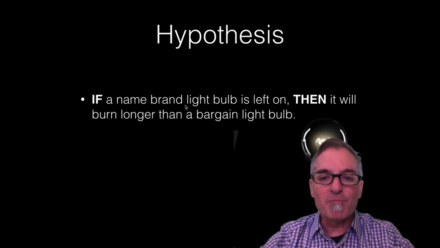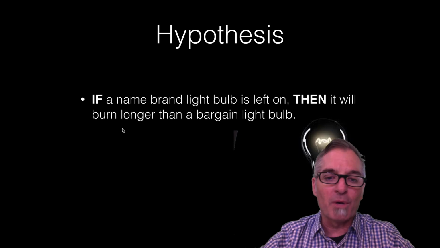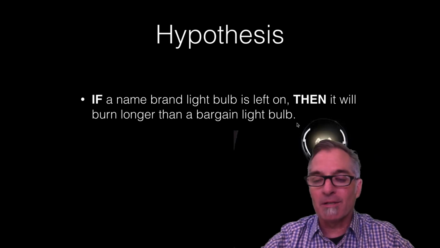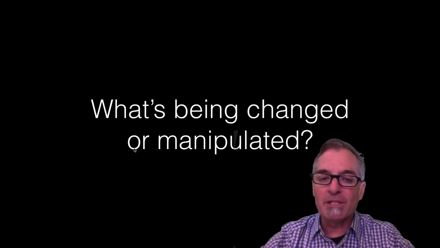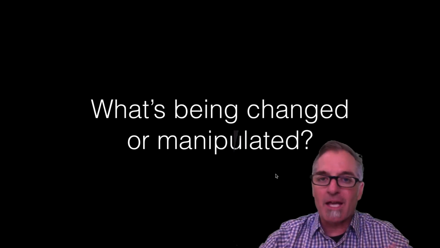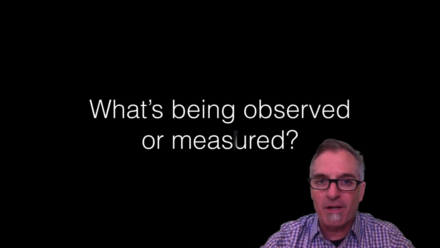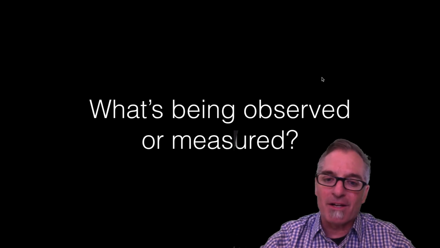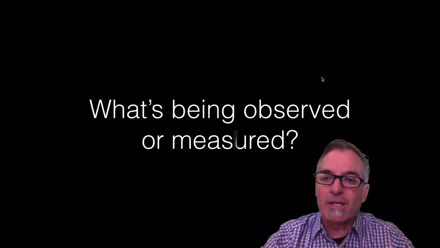Hypothesis: if a name brand light bulb is left on, then it will burn longer than a bargain brand or a budget brand light bulb. What is being changed or manipulated? It's going to be the quality or the type of light bulb. So that's going to be the independent variable. The dependent variable, what's being measured, is how many hours that light bulb is going to last.